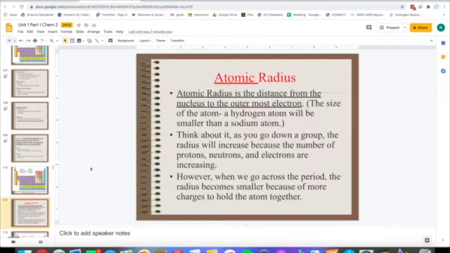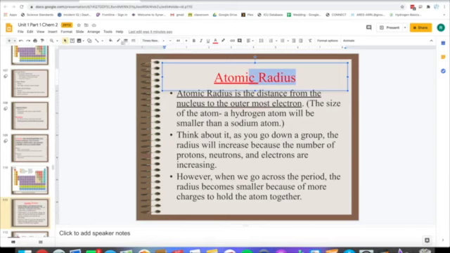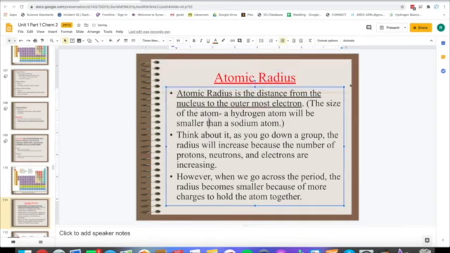All right, so now we're going to get into our trends. First trend is atomic radius. You do need to make sure you highlight and underline or type out atomic radius. And the definition that you need to know for that is it's the distance from the nucleus to the outermost electron, or basically the size of the atom.